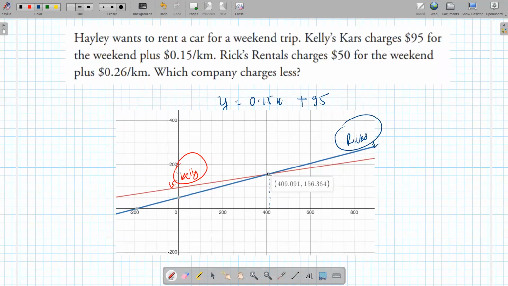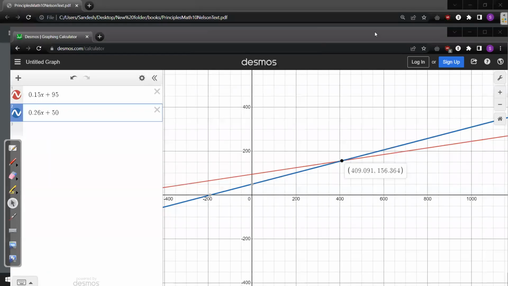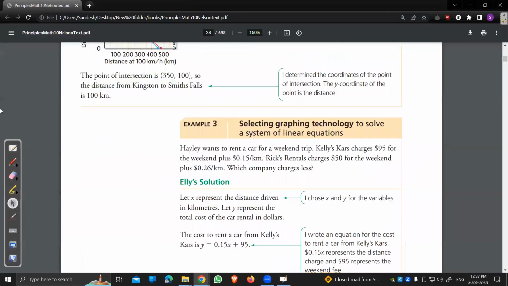But if you're traveling for less than 409 kilometers, then Rick's, the blue line, is better. If you're traveling for more than 409 kilometers, the red line is better. That's the answer. So there's not one answer. It depends on the kilometers that you drive. This is for a weekend. Probably you would end up driving 409 kilometers if you're going out of town. But anyways, there's no one answer to that question.